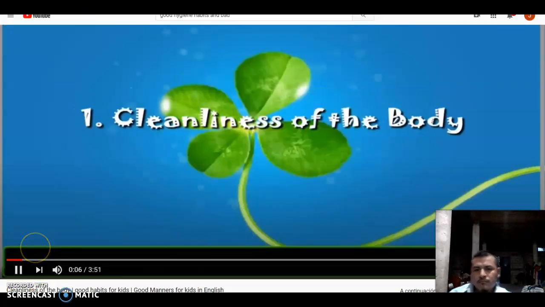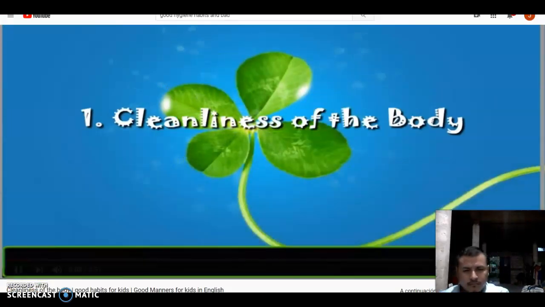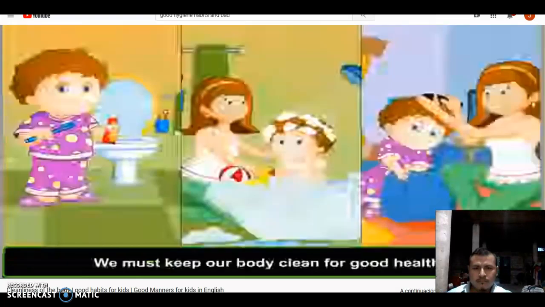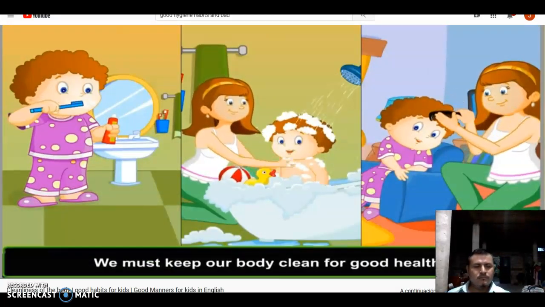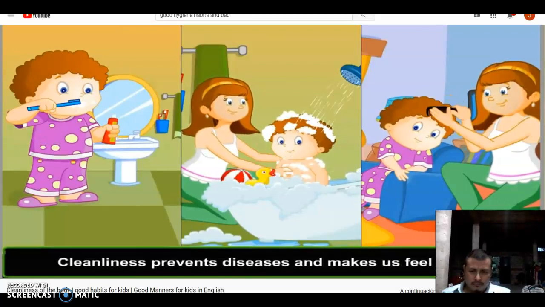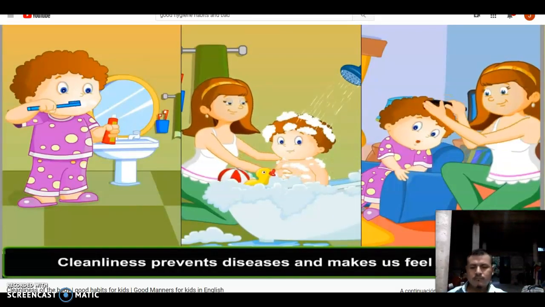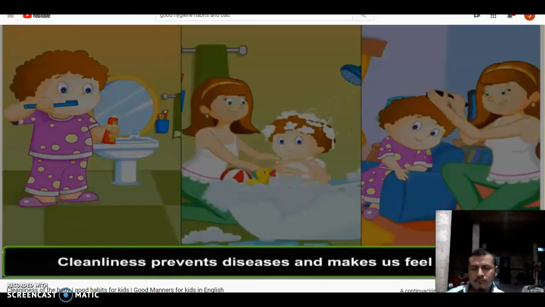Hygiene. 1. Cleanliness of the body. We must keep our body clean for good health. Cleanliness prevents diseases and makes us healthy. Habits for a healthy body.